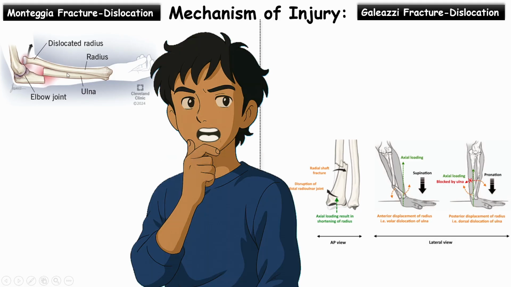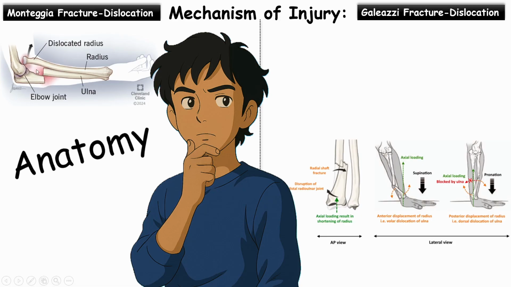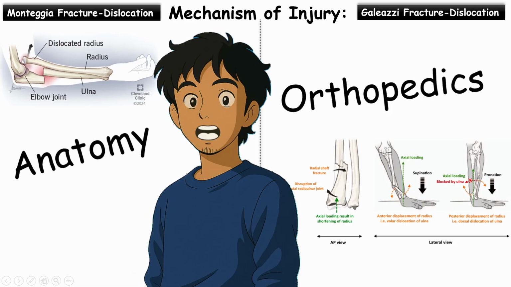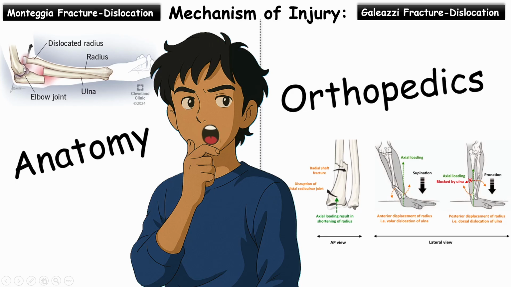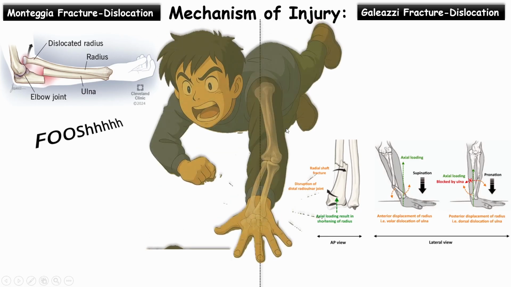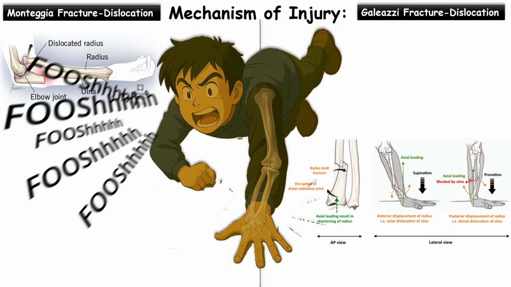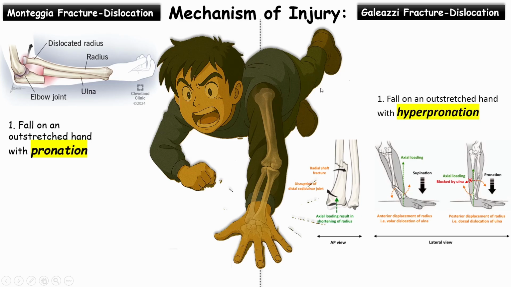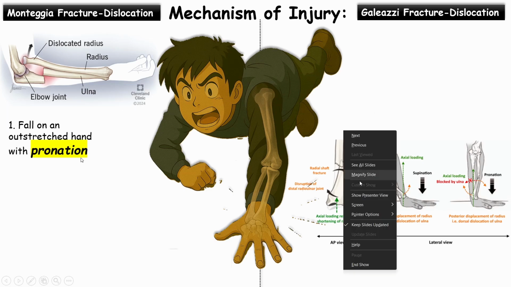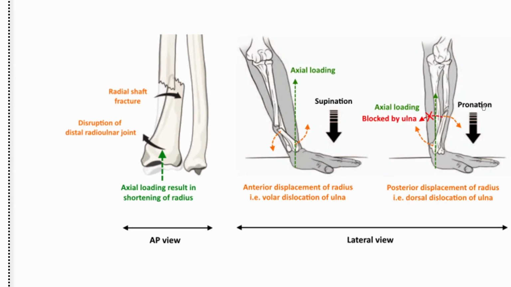So basically what happens is, like in most of the clinical anatomy in the anatomy textbooks and in orthopedics, I have noticed that in case of arm injuries, there is something called FOOSH injuries, that is fall on outstretched hand. So most of the injuries are because of these FOOSH injuries. So let's go into more details and understand how these things happen.